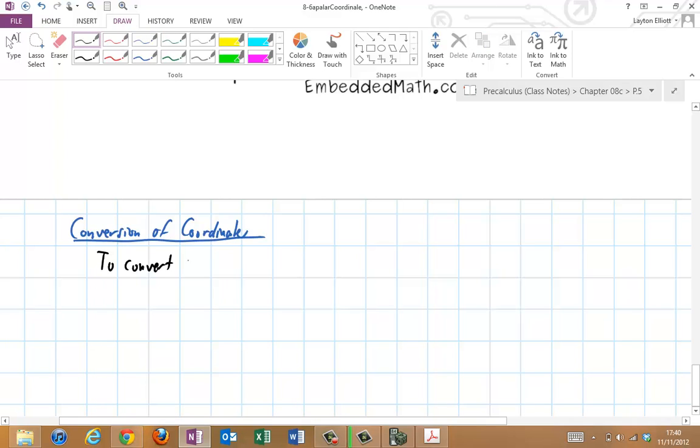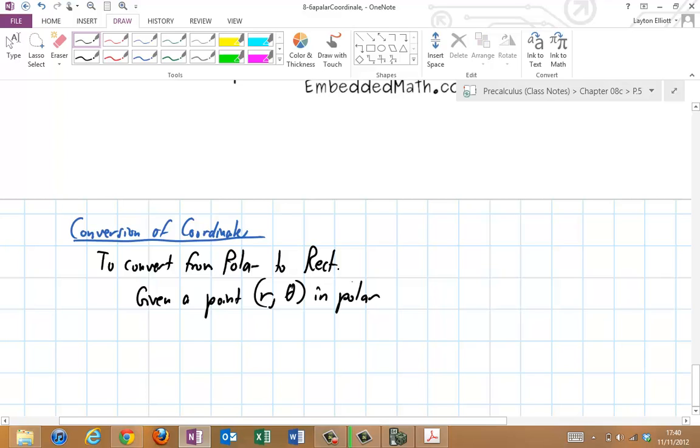To convert from polar to rectangular, given a point r comma theta in polar, this is honestly one of the easiest things that you do.